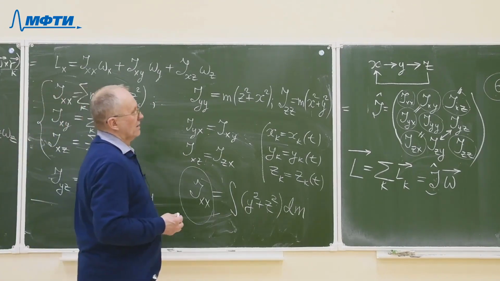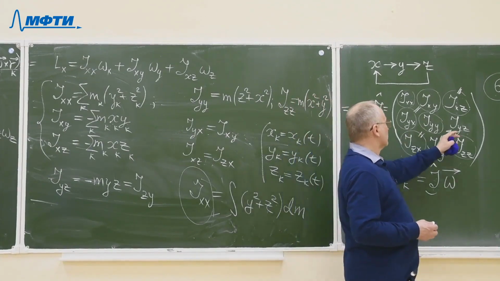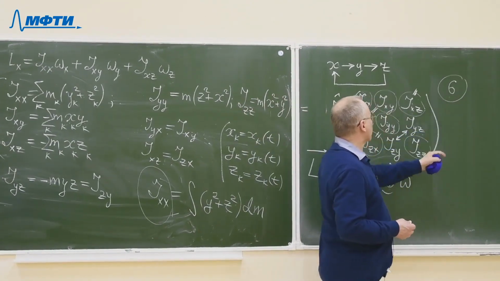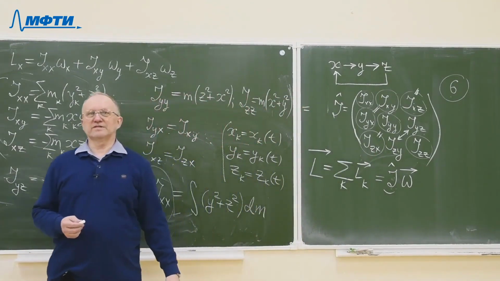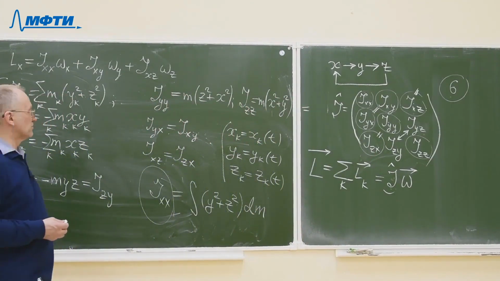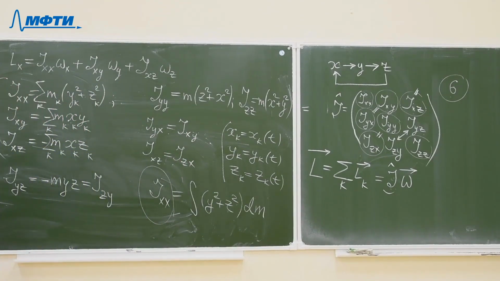So this is quite a complicated object. It has 9 components, 6 of them are independent, and each component is a function of time. That's it. And in order to calculate each component, you must, in the general case, take some integral over the whole volume of a solid body. That's it. That's as far as the tensor of inertia is concerned.